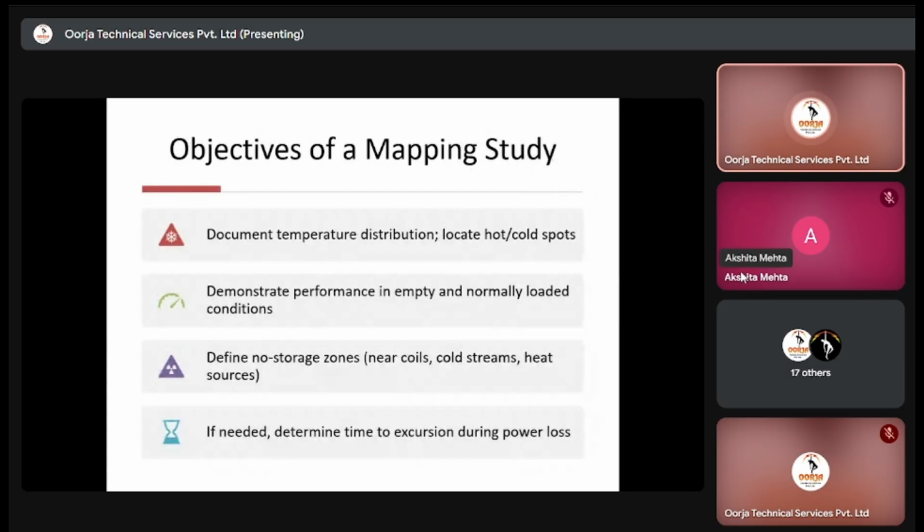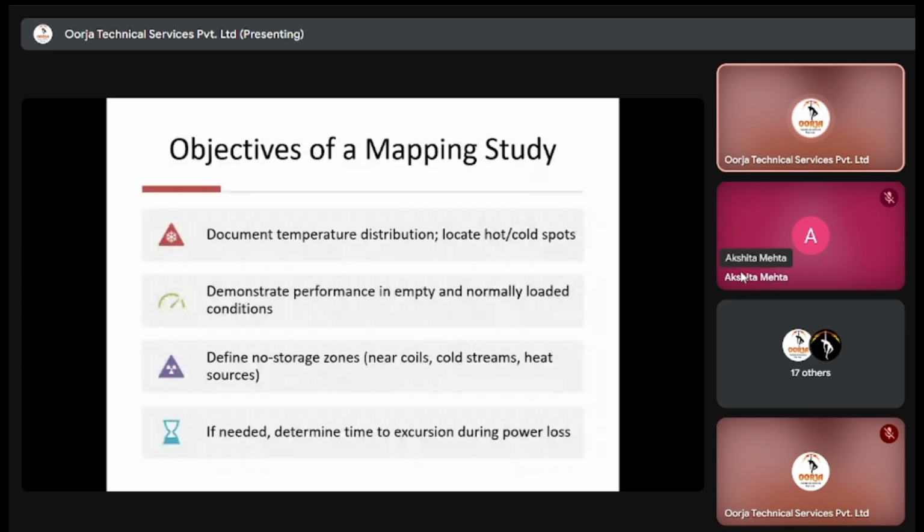Next, to define the no storage zone. A no storage zone means any zone or location where the impact of external factors is more dominating, right? It can be near the heating coil, near the AC, or near the gate. These positions are practically not suitable for storing any product. So through the mapping study, we also try to define the particular area which is called the no storage zone.